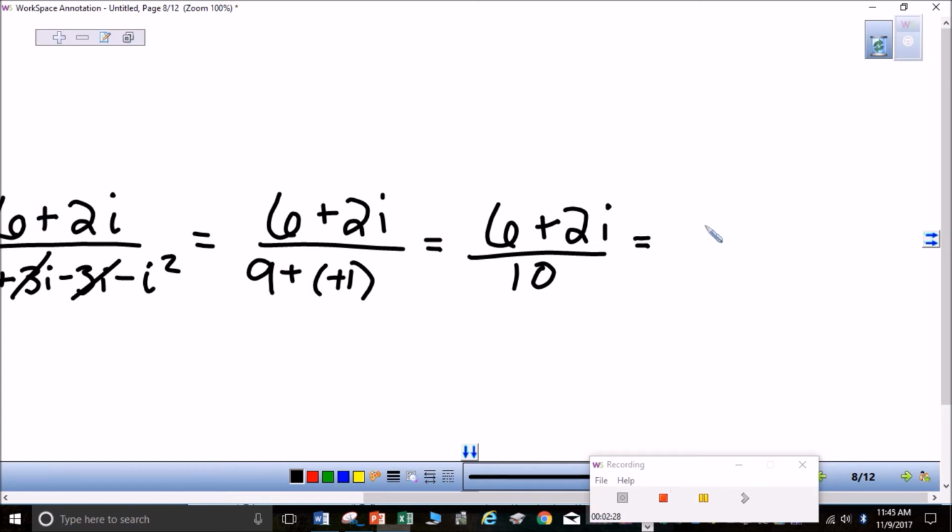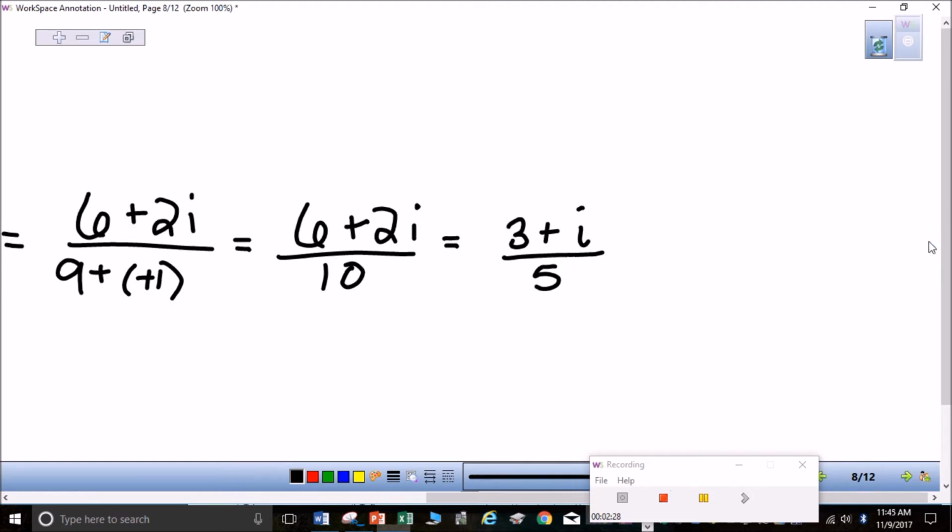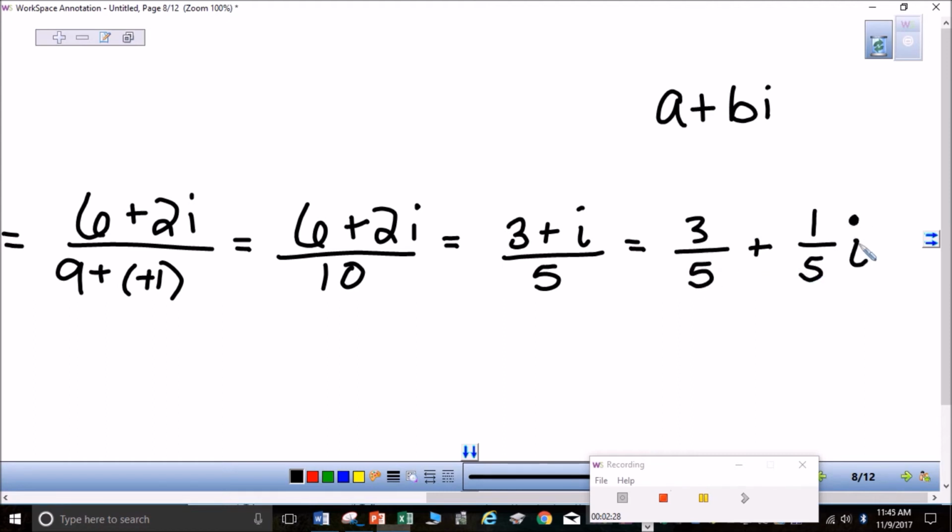All right, then we're going to split. Okay, actually, what did I first do here? So at first I divided everything by 2, so we get 3 plus i over 5. Okay, but to get our answer in standard form, the a plus bi, we want to actually split apart the numerator, keeping our denominator the same, so that we can actually see that a is 3/5, b is 1/5. That's how we want to write our answer.